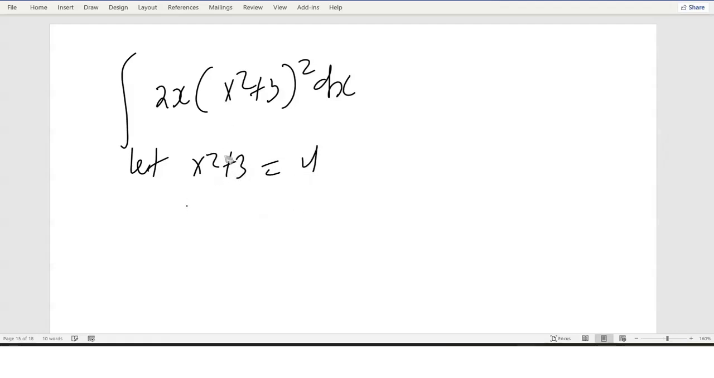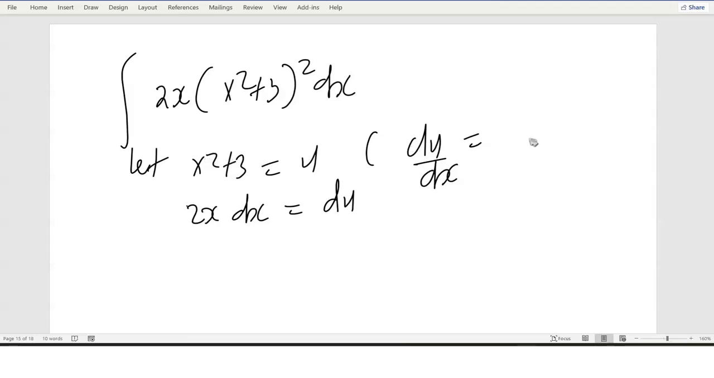I differentiate this with respect to x so that I have 2x dx is equal to du. In other words, du by dx will equal the derivative of this with respect to x, which is 2x. So if I cross multiply, I'll have du equal to 2x dx. But what about dx? This will be du divided by 2x.